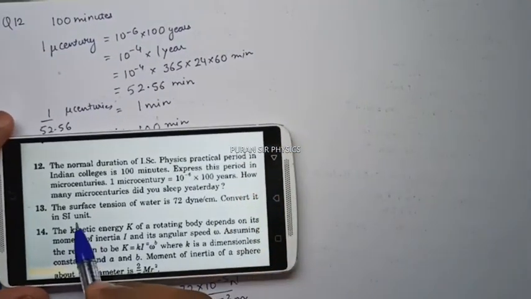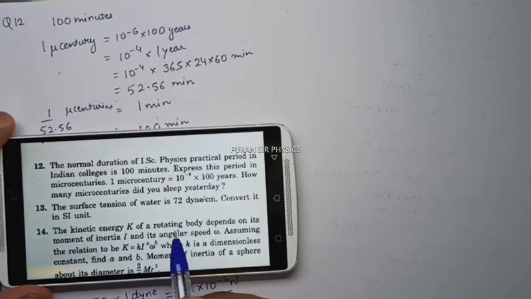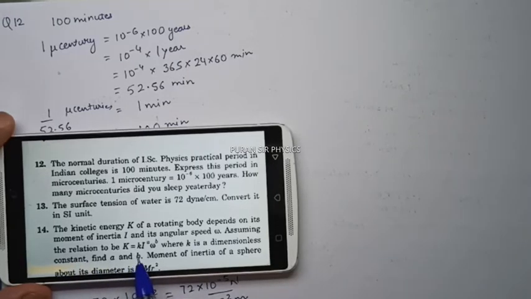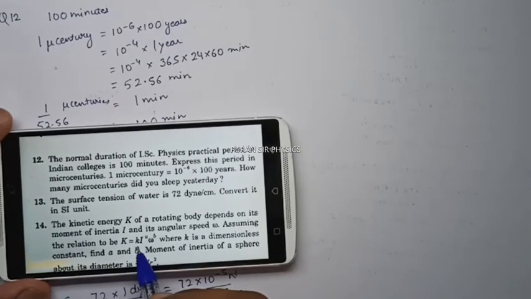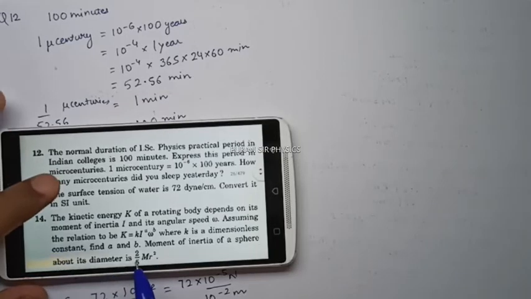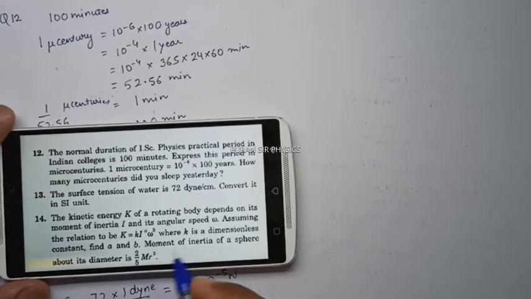In question number 14, the kinetic energy K of a rotating body depends on its moment of inertia I and its angular velocity omega. Assuming the relation to be K equals some constant times I raised to A, omega raised to B, where K is a dimensionless constant, find A and B, where the moment of inertia of the sphere about its diameter is 2/5 mr square.